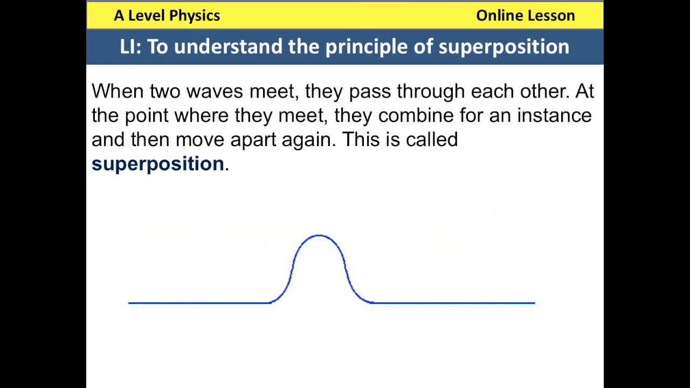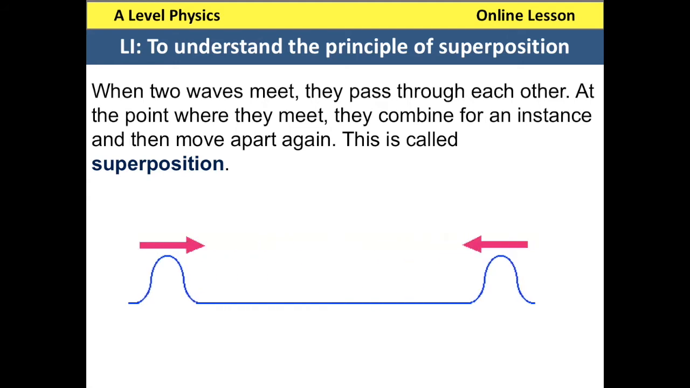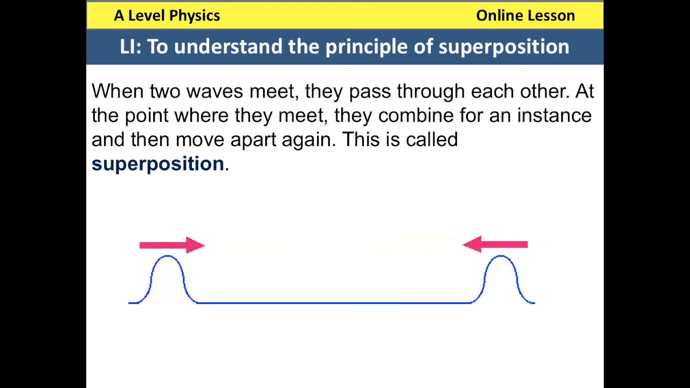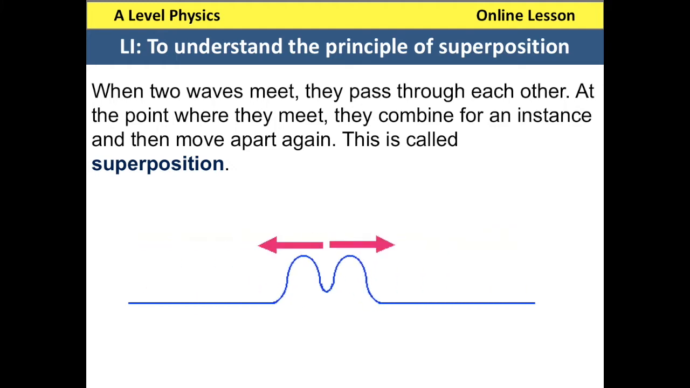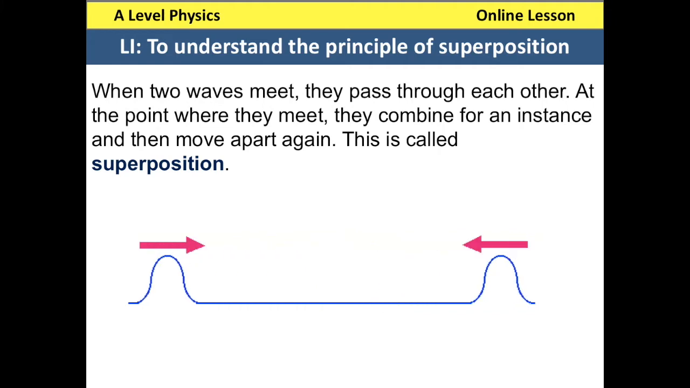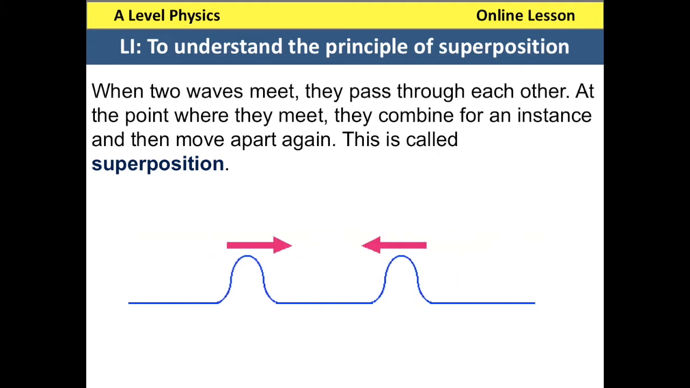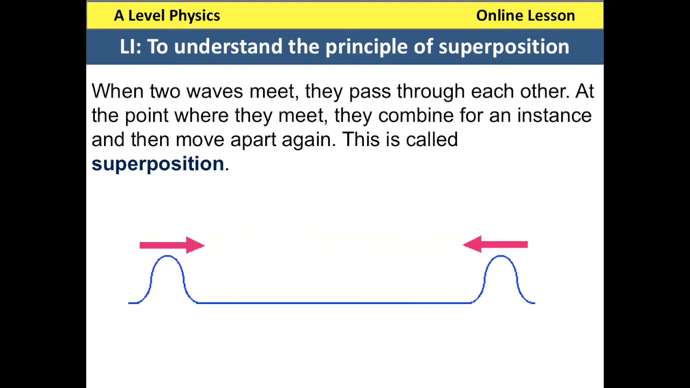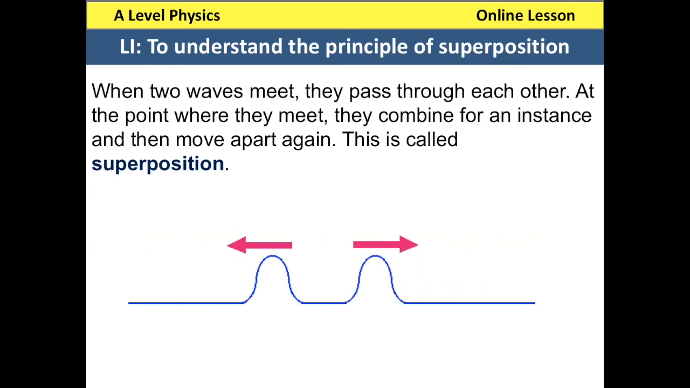Now let's start off by considering what happens when two waves meet with each other. We can see that happening in the animation below. When two waves meet, they pass through each other. At the point where they meet, they will combine for an instant and then move apart again. That is called superposition.